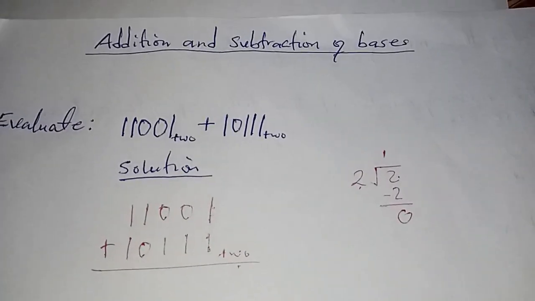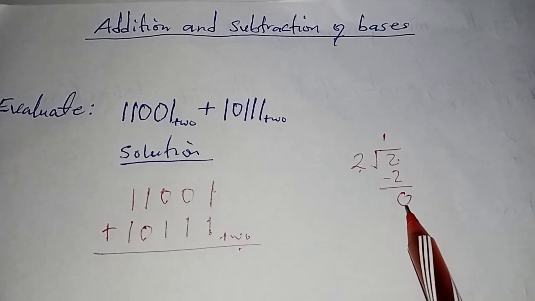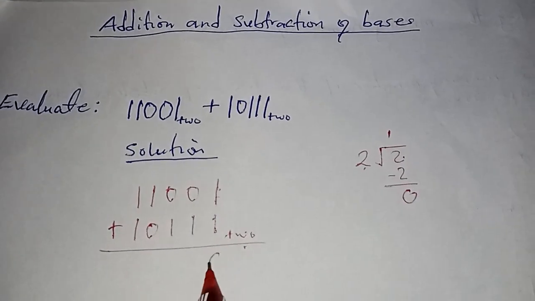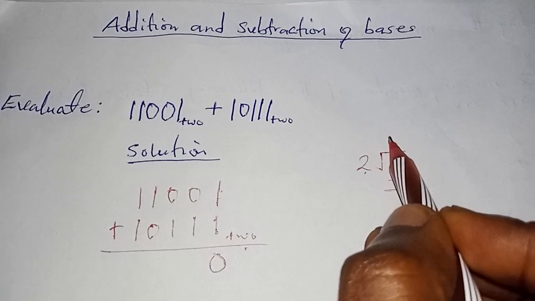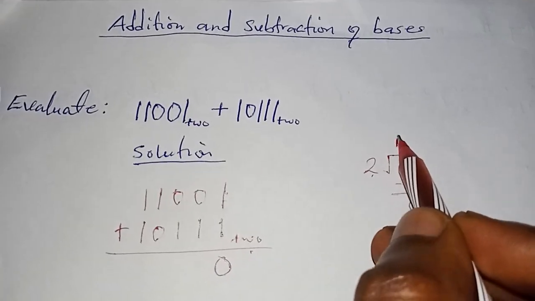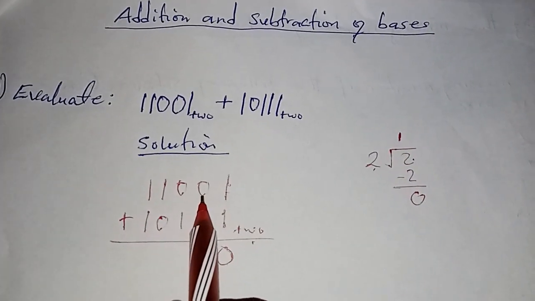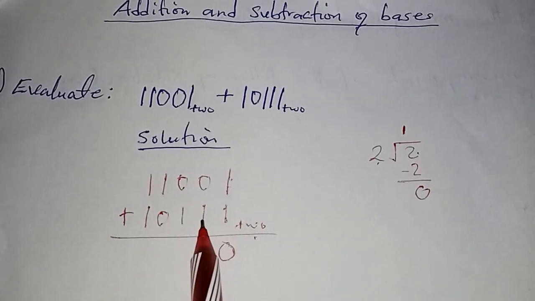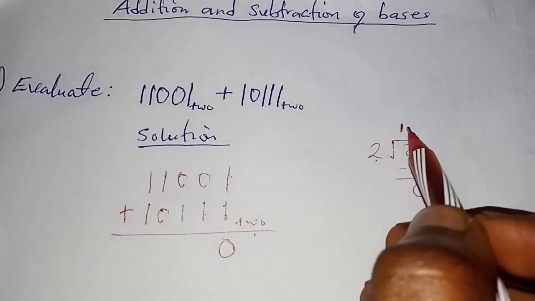Now we are interested in the remainder. So the remainder here is 0. So we put our 0. But note we have 1 here as the quotient. Now we bring this one here. So we say 0 plus 1 is 1, plus this one is 2.